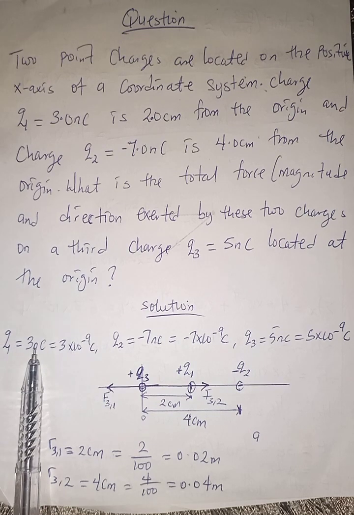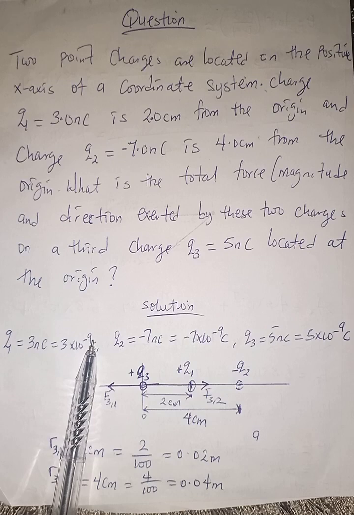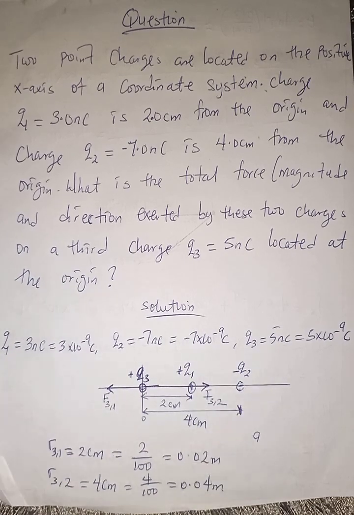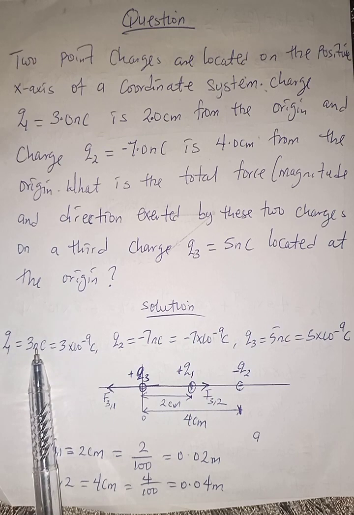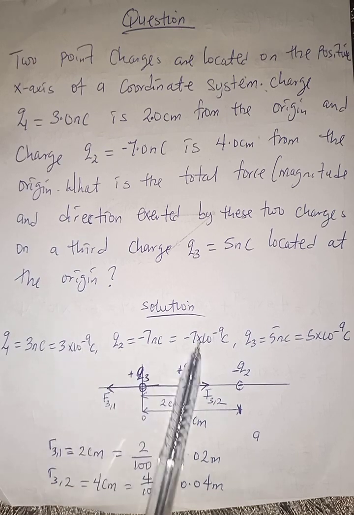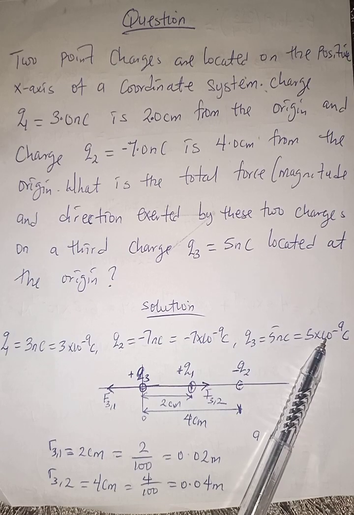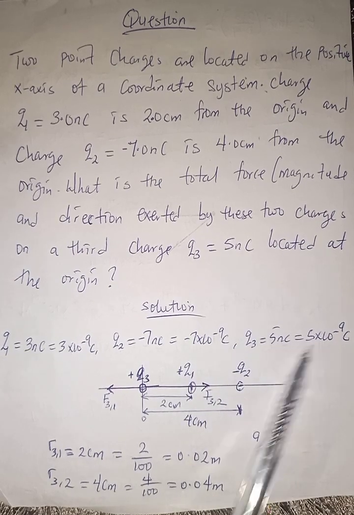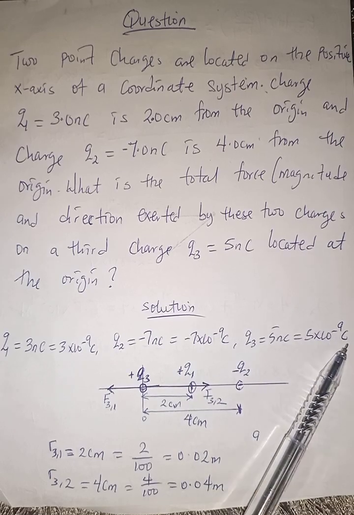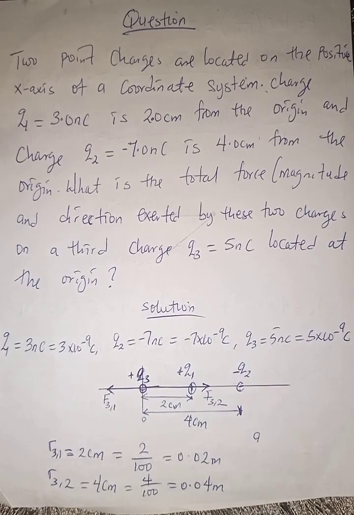So nano means 10 raised to power minus 9. The first thing we're going to do is convert all these charges from nanocoulomb to coulomb by multiplying them respectively by 10 raised to power minus 9. So 5 nanocoulomb is 5 times 10 raised to power minus 9 coulomb. For all the charges, do the same.